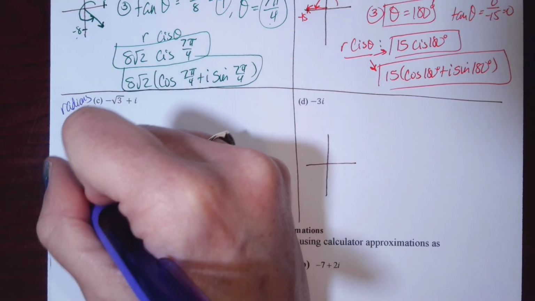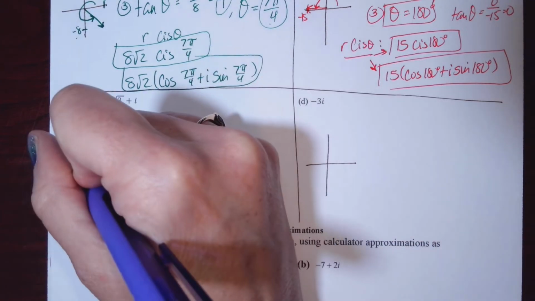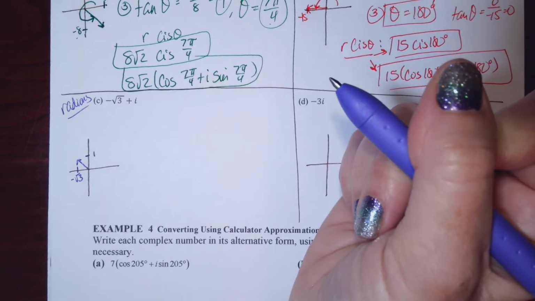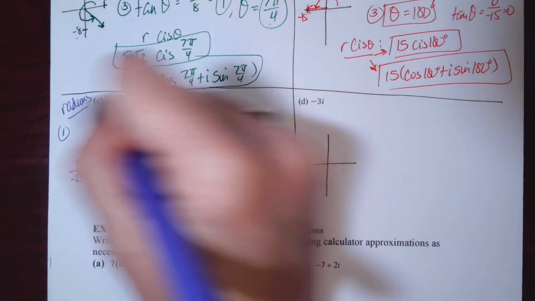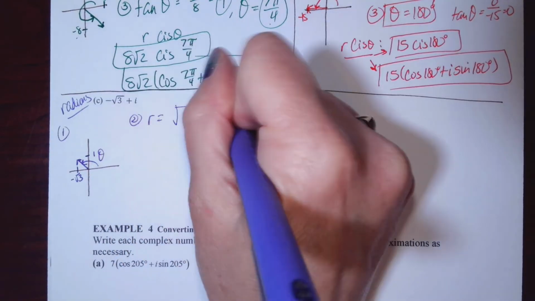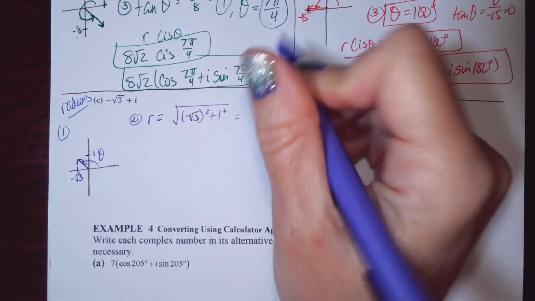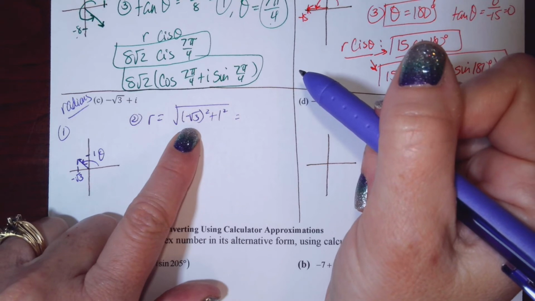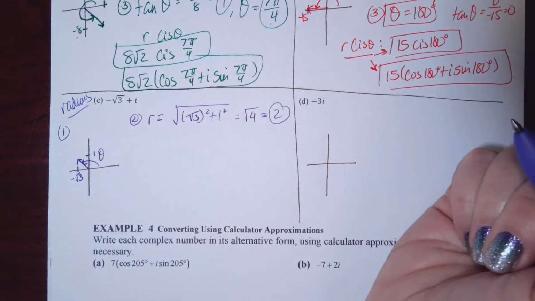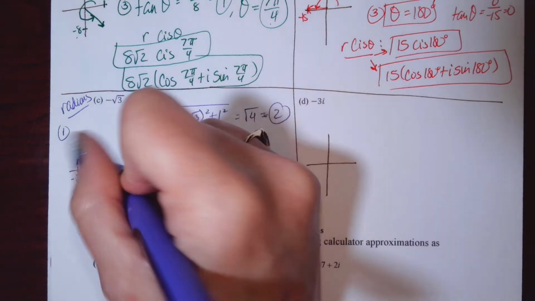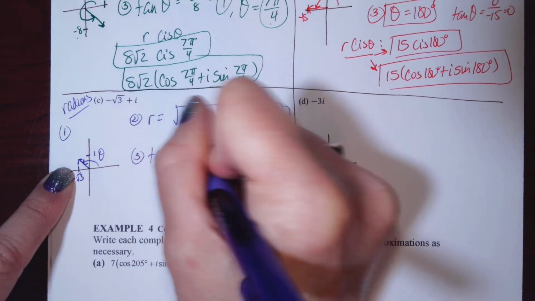So I've got negative square root 3, and i, that's going to be just a positive 1. So I'm in quadrant 2. Here's my angle theta. That's my sketch. My value r: square root 3 squared is 3, plus 1 is 4, and square root of 4 is 2, so my value for r is 2. I need the angle theta in quadrant 2 that has what as my tangent value?